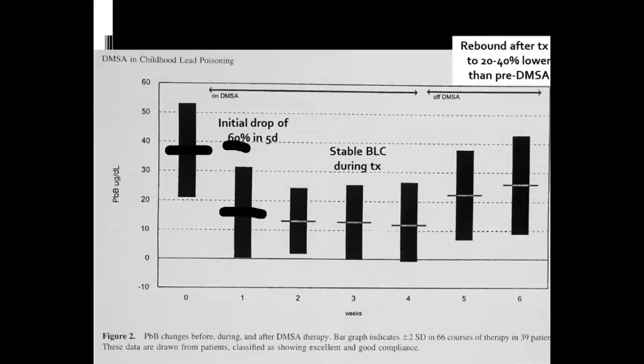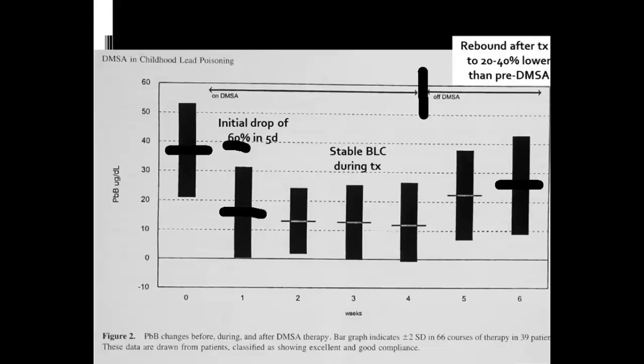As soon as you stop giving DMSA, the blood lead concentration rebounds up to about 26, 27, something like that. So you can expect when you start using DMSA on someone with chronic lead toxicity, like most have, that their lead concentration will drop about 60% initially, and when you stop the DMSA, it will end up about 30% less than it was to start with.